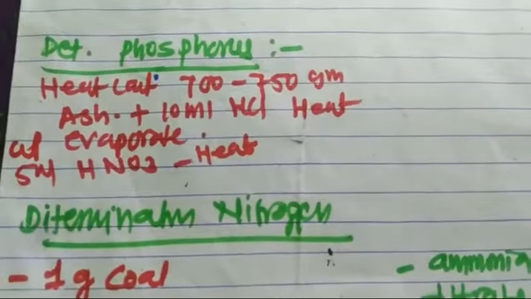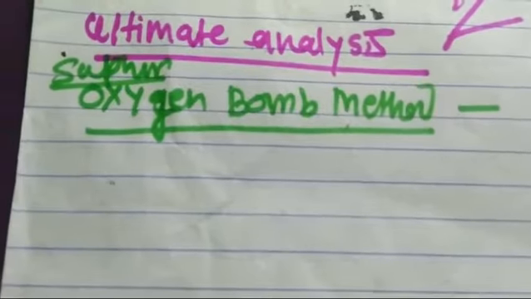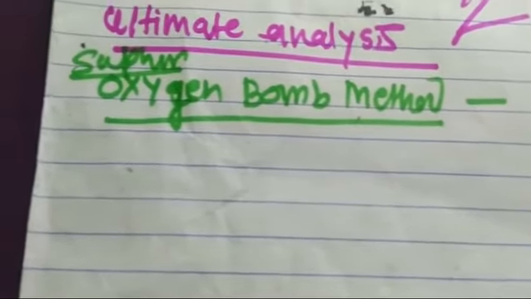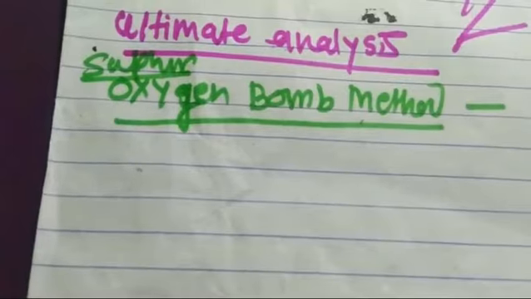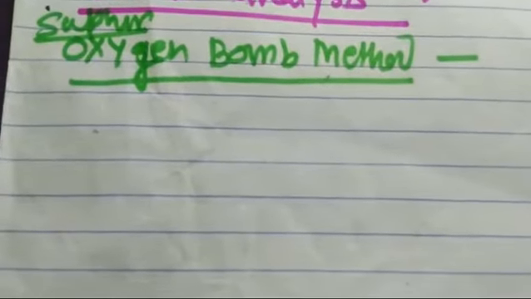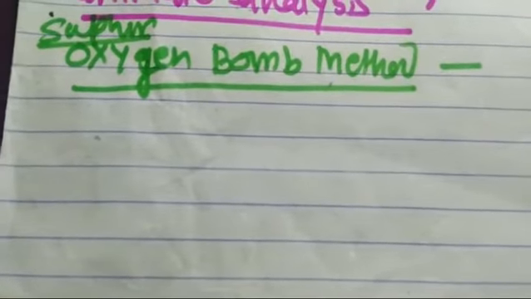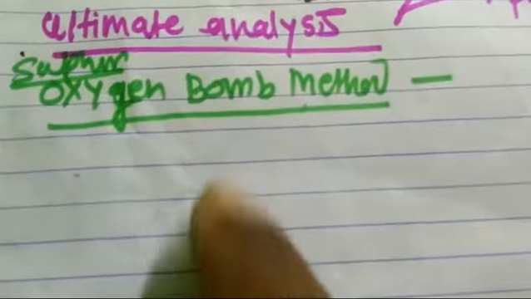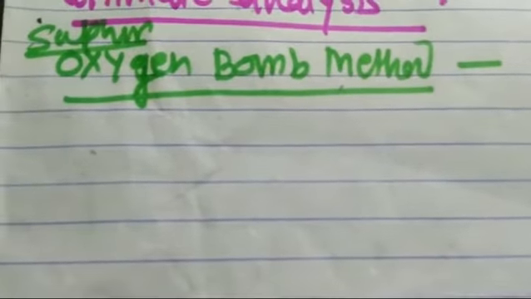So next, determine the percentage of sulfur. Sulfur can be determined by using first the Bomb method, and others gravimetrically or volumetrically. The Bomb method is like calorimetry, where calorific value is measured in a bomb calorimeter. So this instrument is known as the bomb calorimeter.